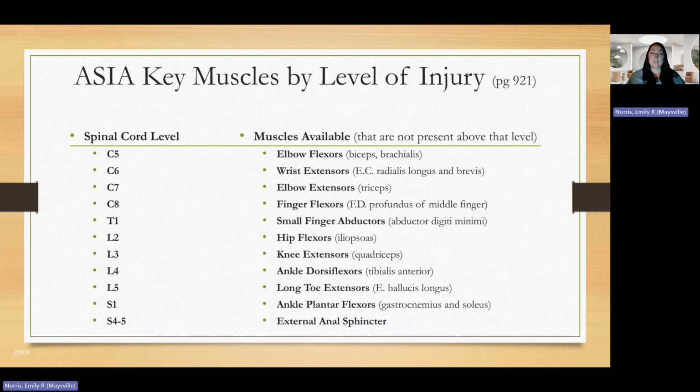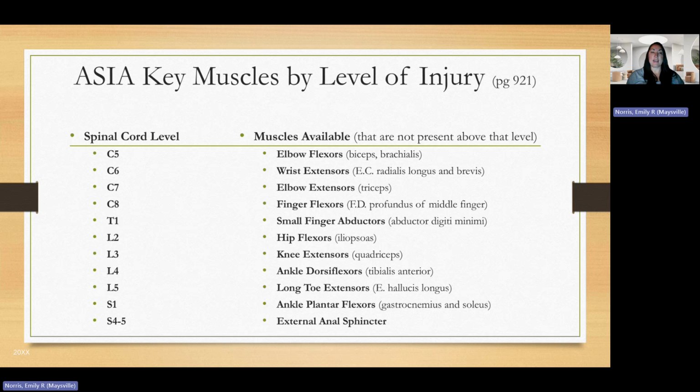So C7 is really important because that's elbow extensors. In order to do a wheelchair push-up, to do pressure relief so that they don't get pressure sores on their butt, that's a really important one. If you want to do a sliding board transfer, the elbow extensors are really important for that. That's huge in independent mobility when they're able to extend their elbows and push themselves off of a surface to move.